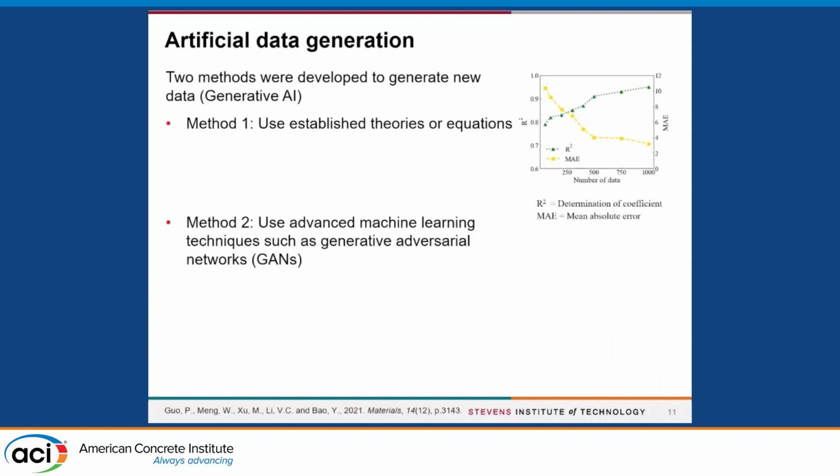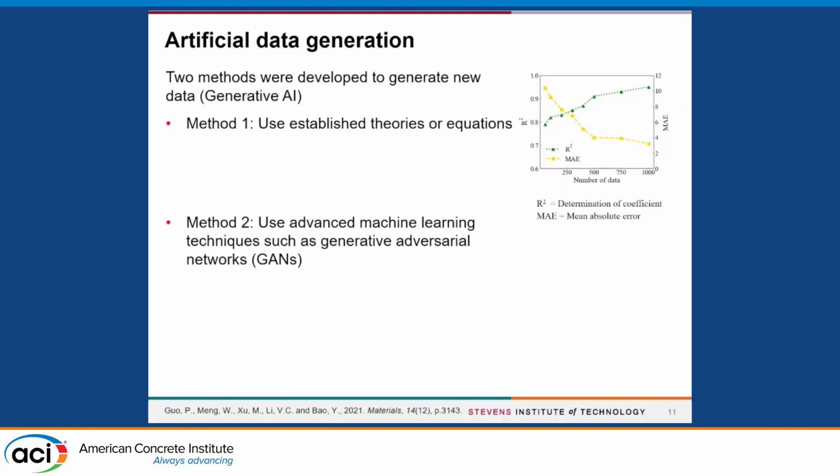So the AI data collector helps to reduce the time in collecting the data, but still, for new types of materials like the UHPC, the data is still very limited. But for the machine learning models, as you can see, the accuracy is highly dependent on the amount of data. So because of this, we proposed two methods to generate new data.